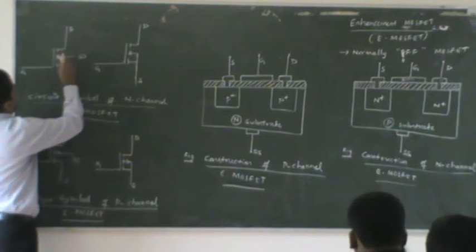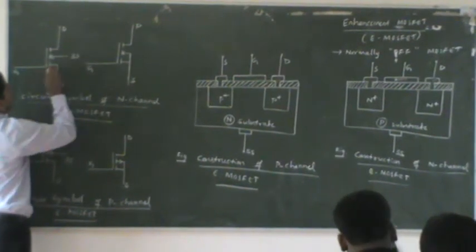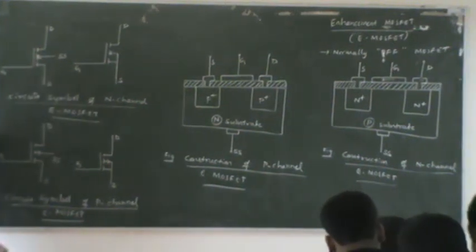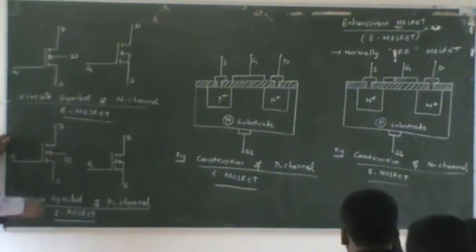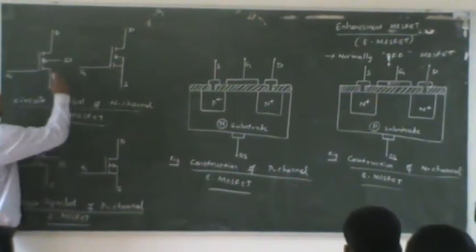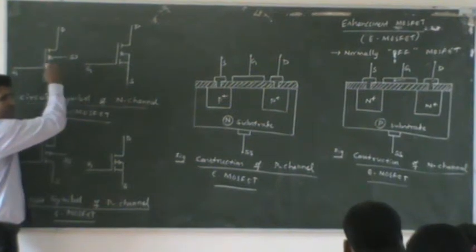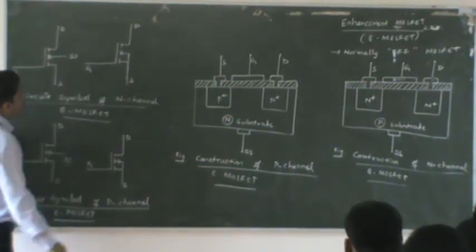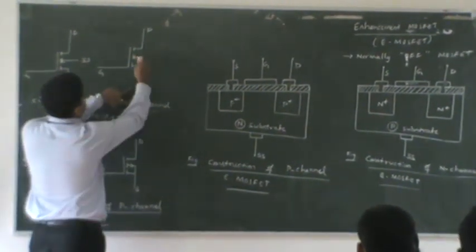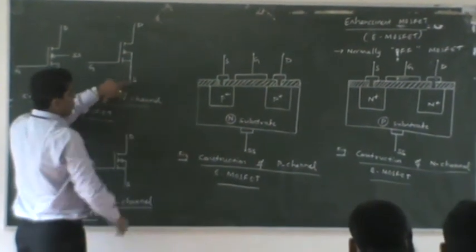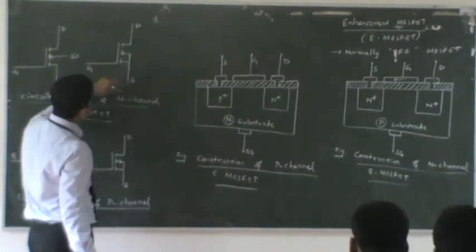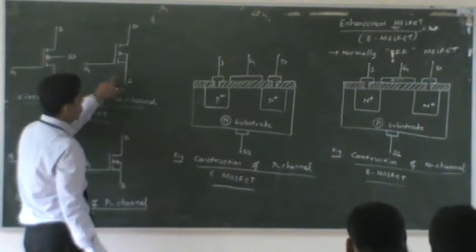You can see this region indicates the drain region, source region, and substrate region, and all are not connected. That's what this breakage shows. And this arrow indicates the movement of charge carriers. Normally for circuit construction, we will short circuit the source and substrate. We do not apply any potential between these two terminals. So that's why the equivalent circuit symbol is this.